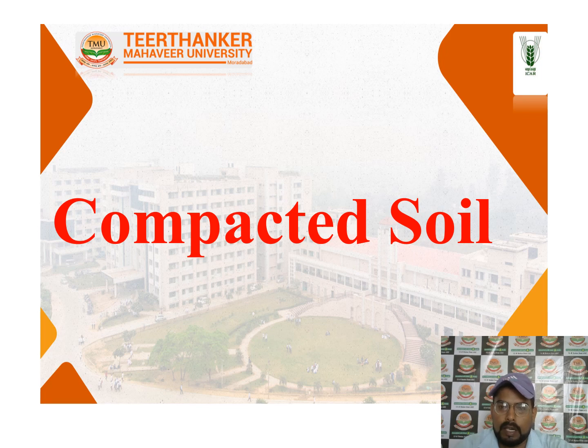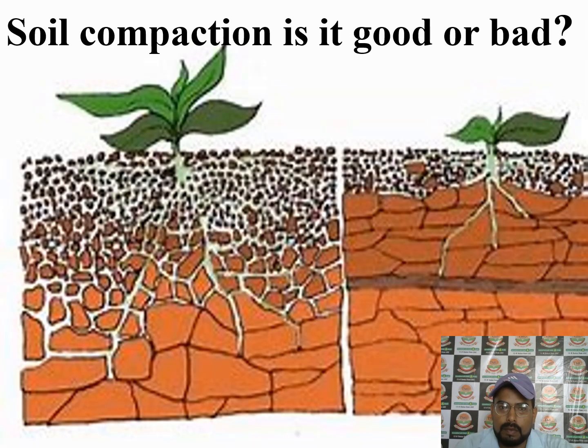It becomes very compacted when decomposition in the soil is reduced. As you see in this figure, the comparison with soil compaction shows why it is good and bad. With less compaction, plant roots increase, and there is more aeration, and nutrients and water move easily.